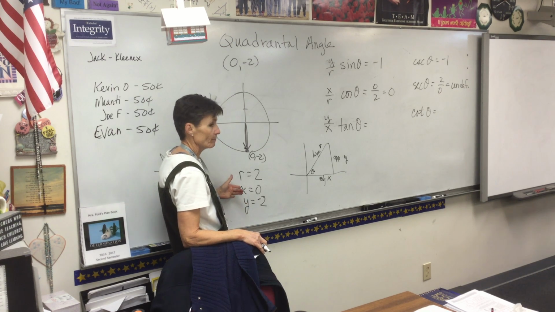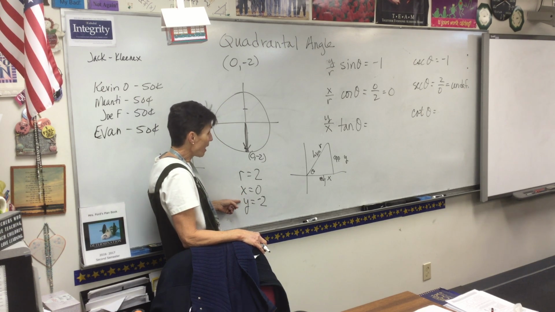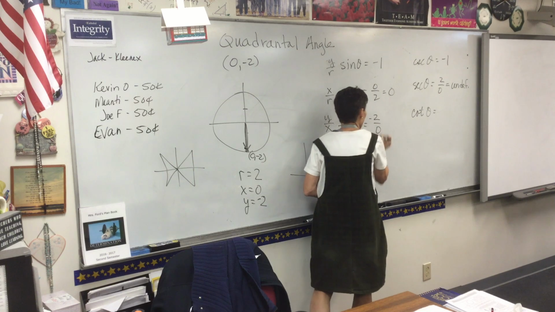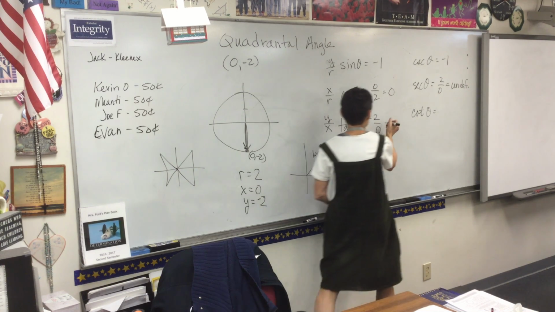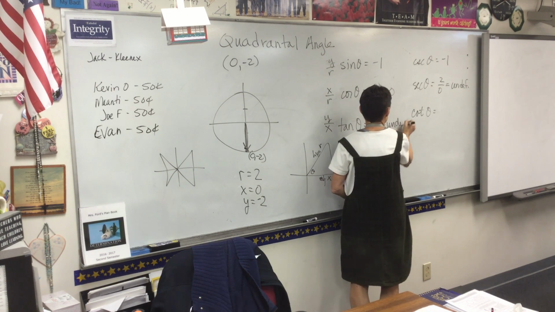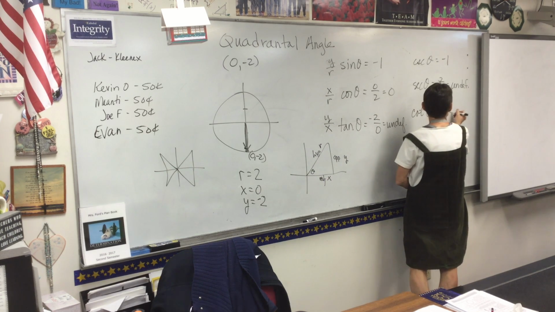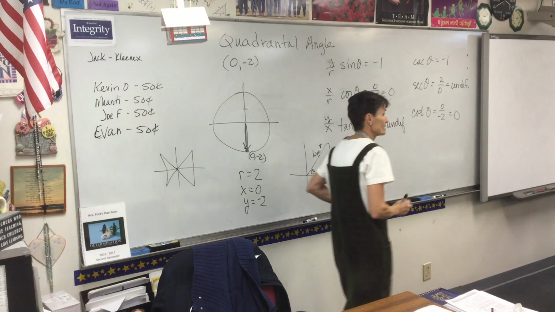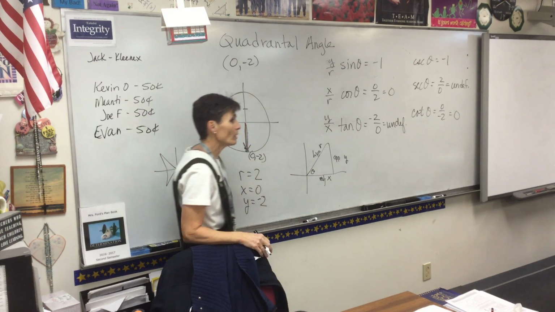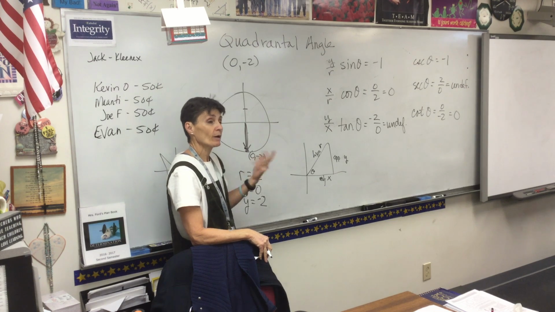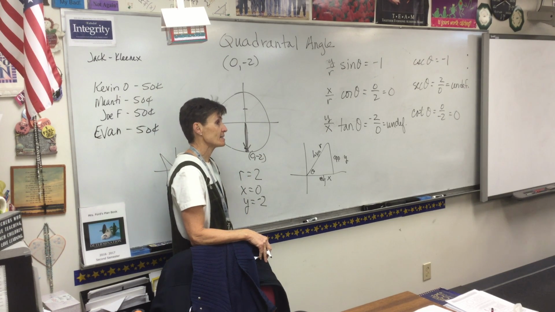What's the tangent? y over x. Undefined. But the next one is 0 over -2, which is 0. If you happen to have a quadrantal angle, you are going to get a lot of undefineds and zeros.